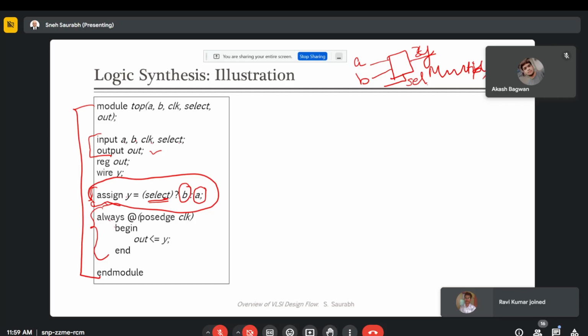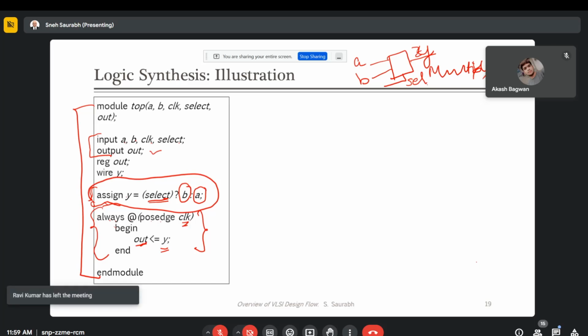The next construct is always at the rate of posedge clock, out is equal to y, right? This is a description which is similar to a flip-flop. In a flip-flop, whenever a clock signal comes, whatever is at the input is produced at the output. Otherwise, whatever was at the output remains the same value. It holds the previous value, right? So this is a description of a flip-flop, and the tool will understand this description, and in the netlist, it will put an instance of a flip-flop, right?